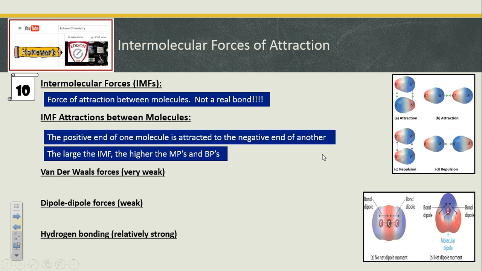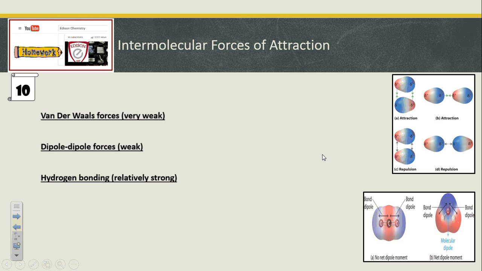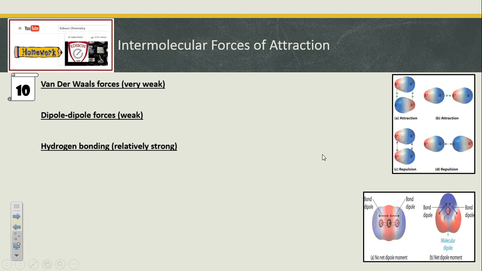The larger the IMF, the higher the melting points and boiling points. These are for covalent molecules only, but the more the molecules are attracted to others of their type, the stickier the molecule is, the more energy it takes to split them up, which means the higher melting point and higher boiling point of the substance in bulk. Here are the names: van der Waals, dipole-dipole, and hydrogen bonding.